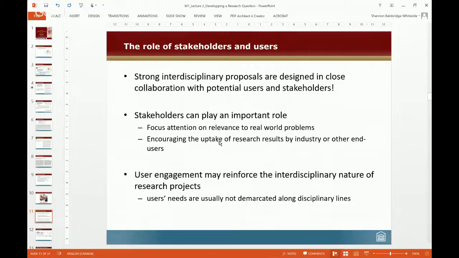So if you have them involved from the get-go, you can really ensure that you've got interdisciplinarity across the board. You have a lot of focus put onto the real-world problems, and you have a higher rate of uptake. If you have the people who you need to actually implement the research at the end of the day involved, it's much more likely that it's actually going to be implemented.